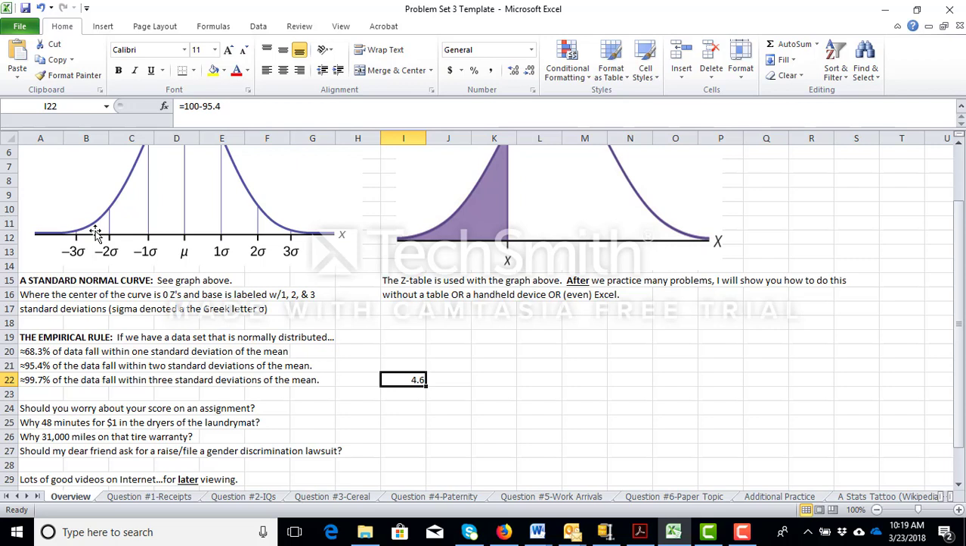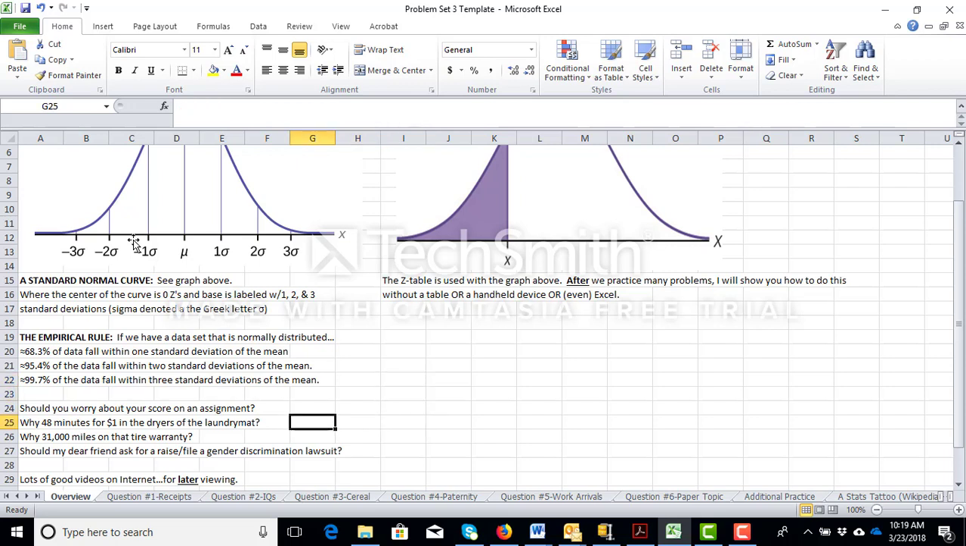So if you have a score or a grade that's lower than 2 standard deviations below the mean, that's a problem. That's a red flag. Even probably if your score is below 1 standard deviation from the mean, that's a little red flag. You should reflect on what needs to be done to get a little bit higher.